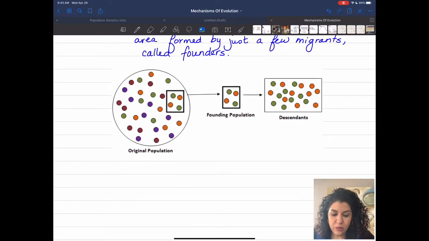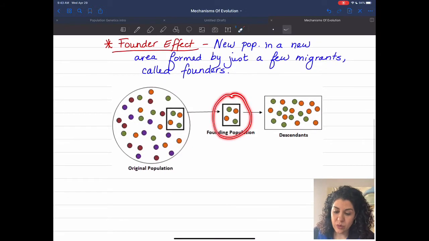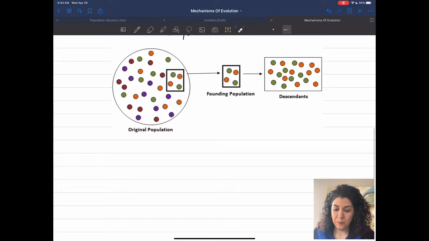And so you can see here the original population. We have some green, we have some orange, we have some purple, we have some red, quite the mix of individuals. But then these founders, these are the ones that are going to be leaving our original population and founding the new population in a new area. And as you can see, since they didn't bring any of the purple or the red with them, the new population is exclusively green and orange because those are the traits that they brought with them. Okay.